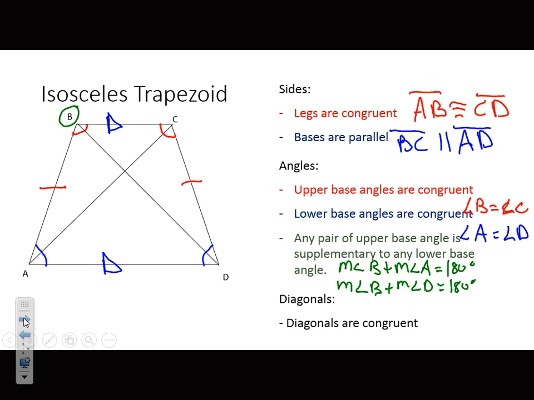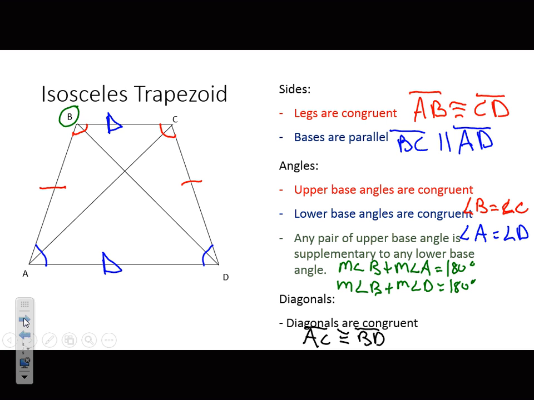180 degrees. Also, if I wanted to think about it the other way, I could think about angle C. If I wanted to say that the measure of angle C plus the measure of angle A could equal 180, or I could say the measure of angle C plus the measure of angle D could add up and equal 180. All right, moving on. Oh, and the diagonals, you guys, are congruent. So that's really important. We need to write down that AC is congruent to BD.